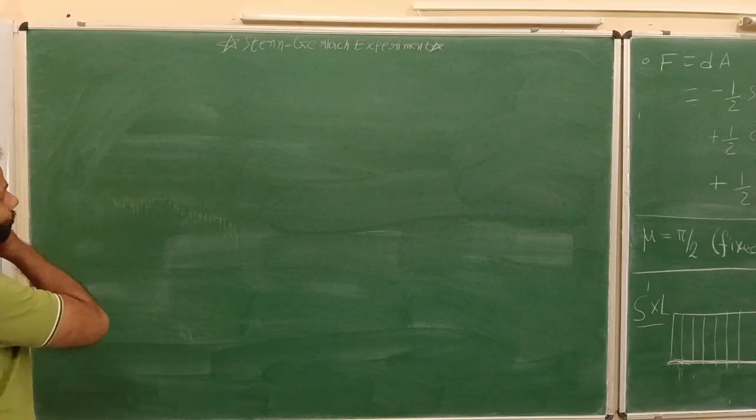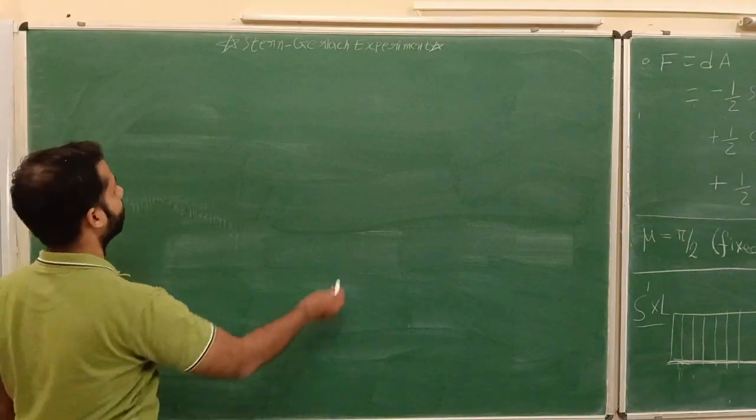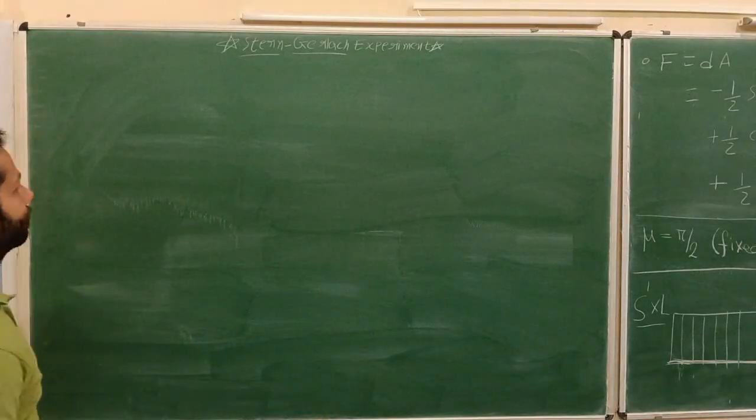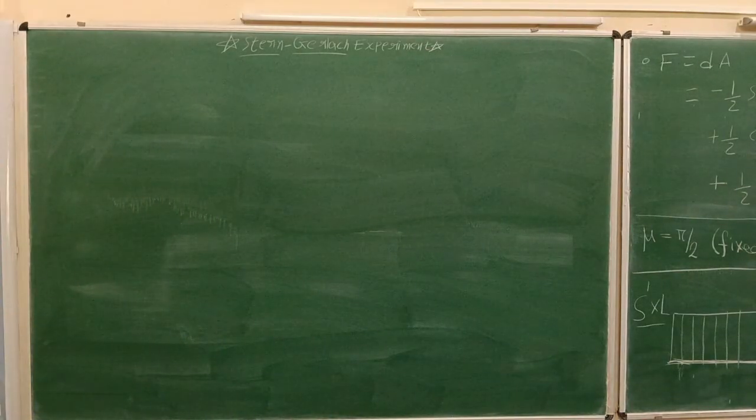So today we are going to talk about the Stern-Gerlach experiment. These two were different people who performed an experiment which led to something called the spin of an electron, which we all are very familiar with.